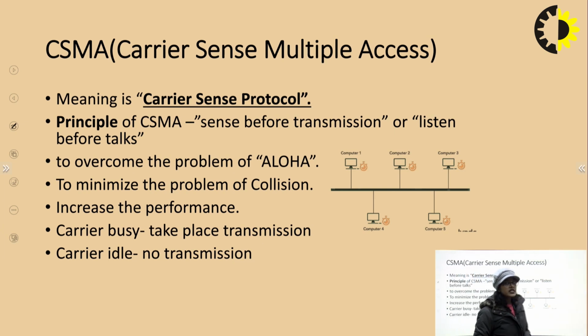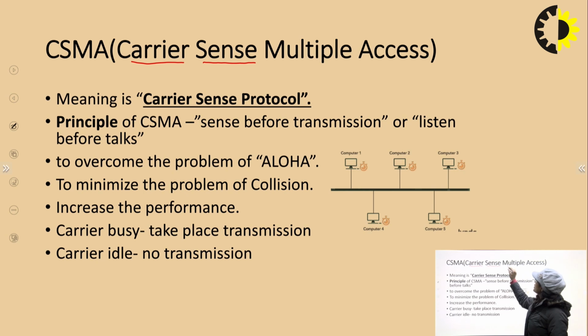So what is CSMA? CSMA stands for carrier sense multiple access, right? So what is the meaning of carrier here? What is the meaning of sense here? And what is the meaning of multiple? One by one we will understand each terminology with this particular topic.